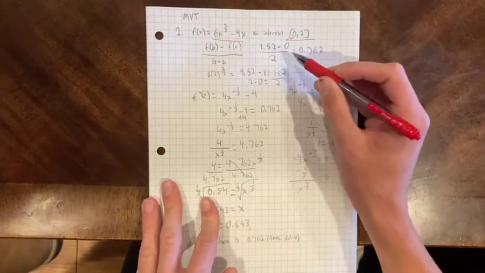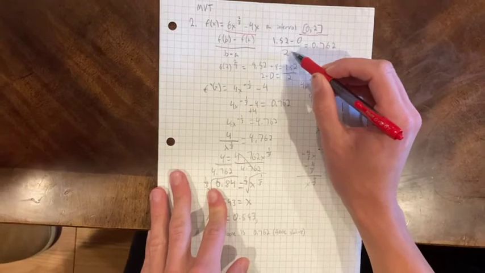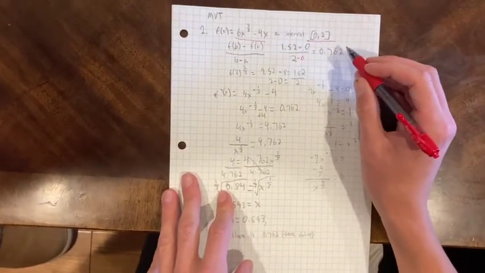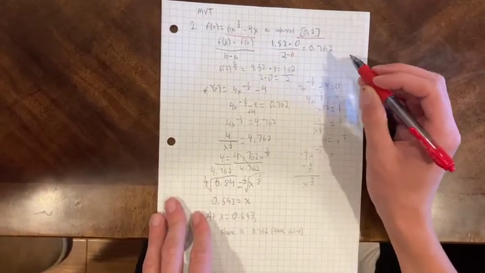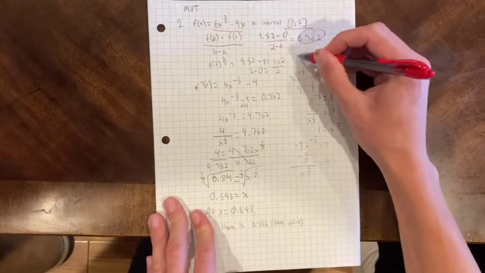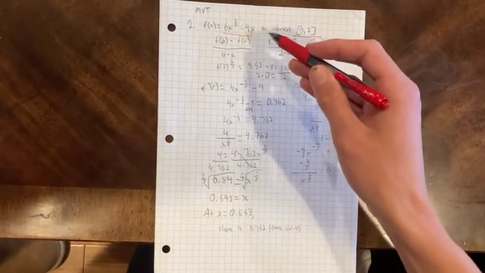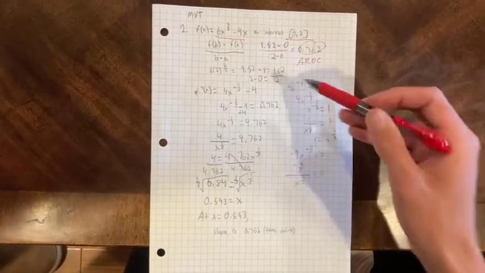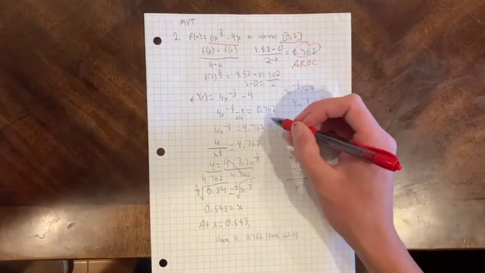We find that it is equal to (1.52 - 0) / (2 - 0), and 1.52 over 2 is equal to 0.762. So we know that this is our A rock. Then we find the derivative of 6x^(2/3) - 4x, and we set that equal to A rock. So we know that 4x^(-1/3) - 4 equals 0.762.